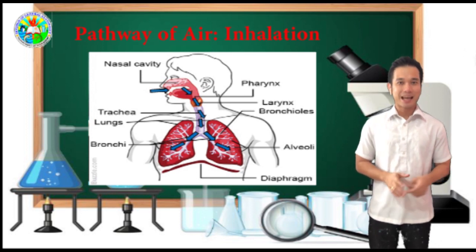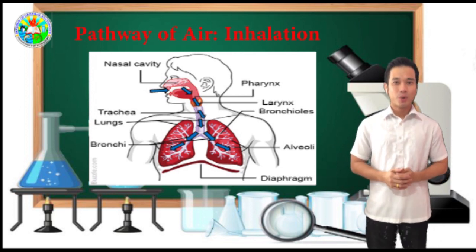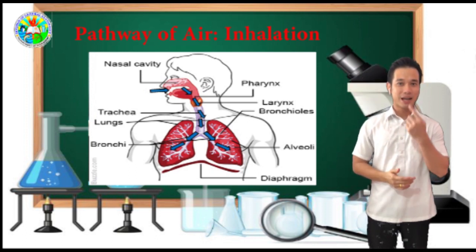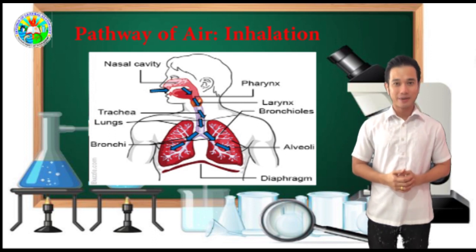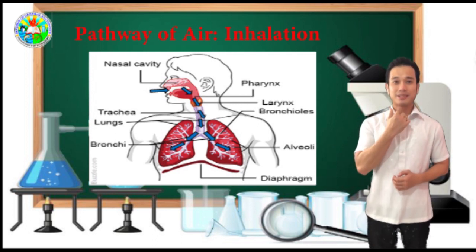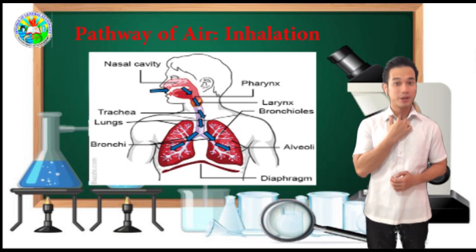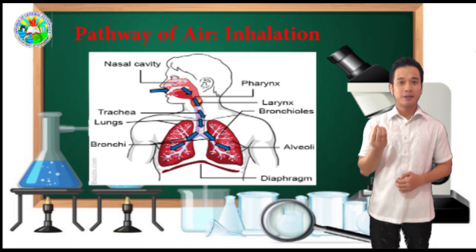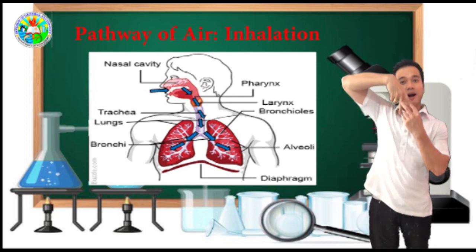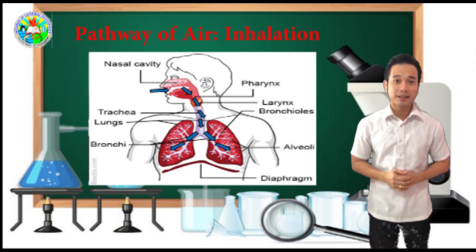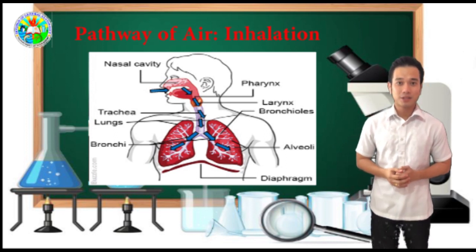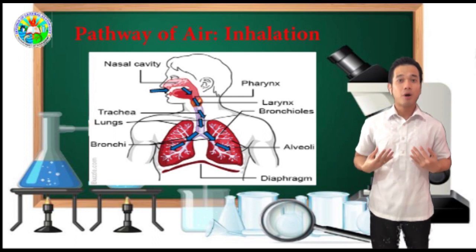Inhalation starts at the nose or mouth, where oxygenated air is brought in before moving to the nasal cavity, to the pharynx, to the larynx, and to the trachea or the windpipe. The oxygen will then enter the two bronchi of the bronchial tubes connecting to each lung. Now, each bronchus divides many times into smaller hair-like tubes called bronchioles.